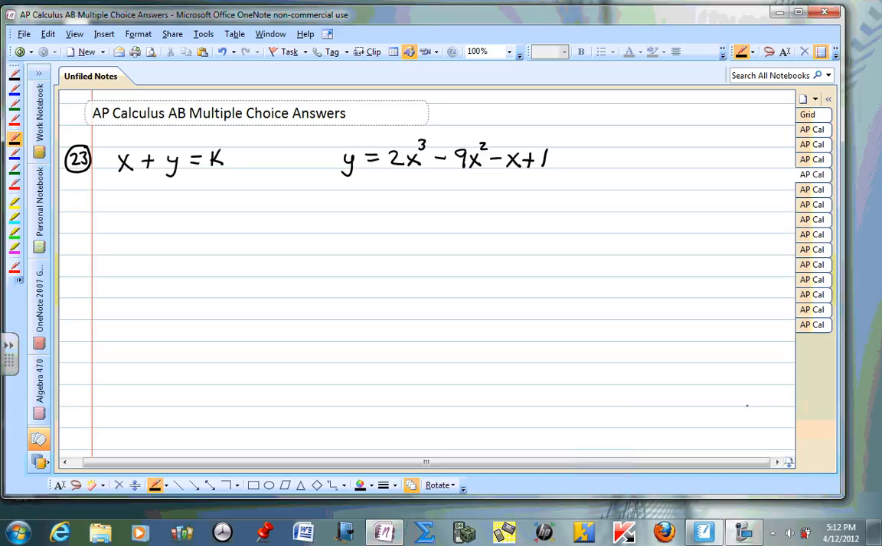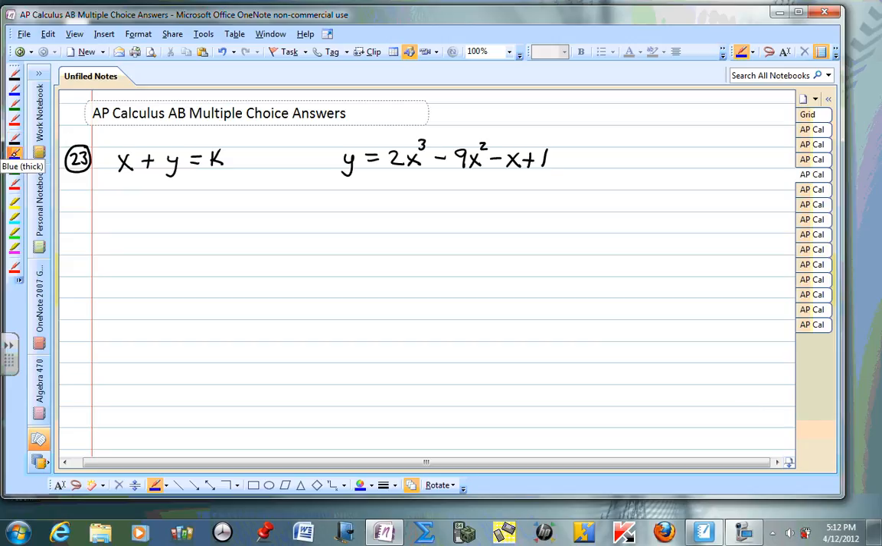In problem number 23, we're given two equations, told that k is a constant, and we're told that these two equations produce graphs that are tangent to each other at some point or at some points. And we're supposed to find the possible values of k. Well, there's a couple things we can think of.